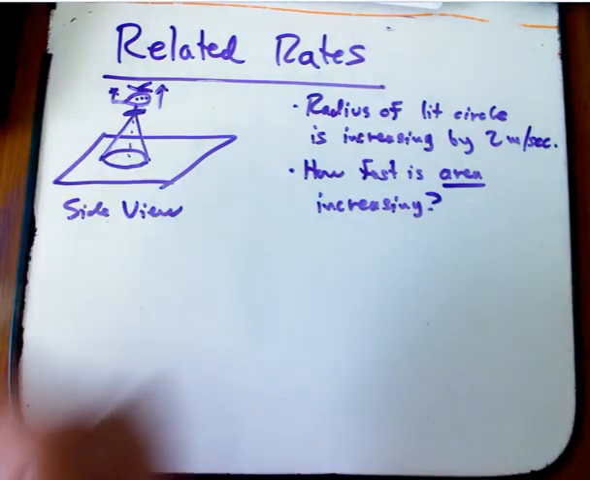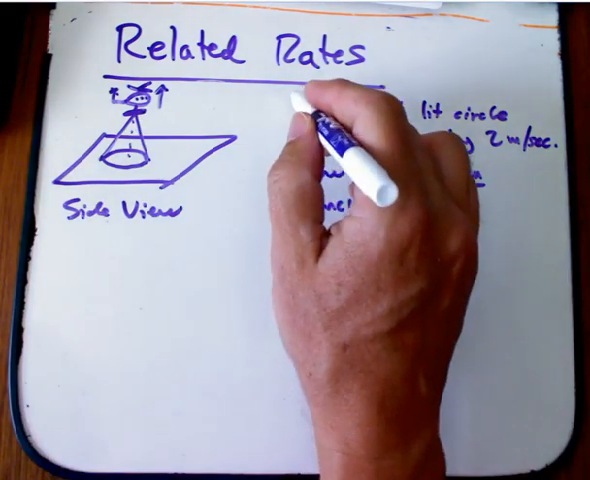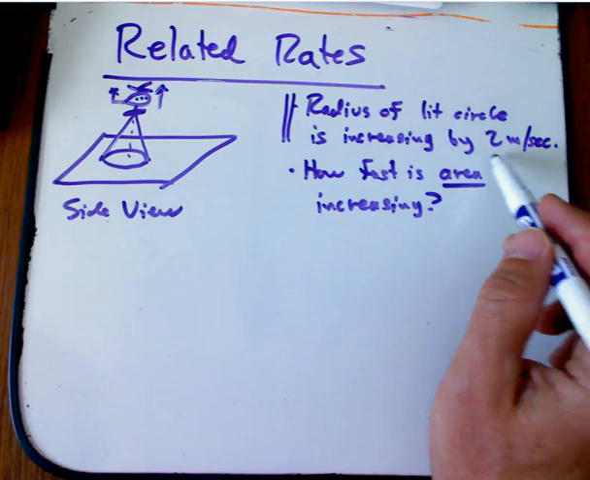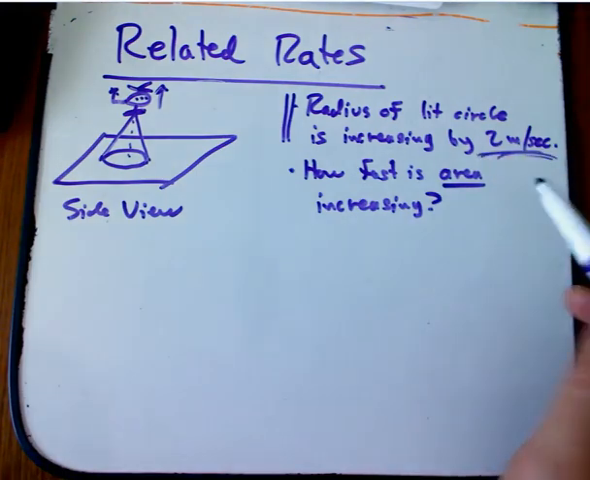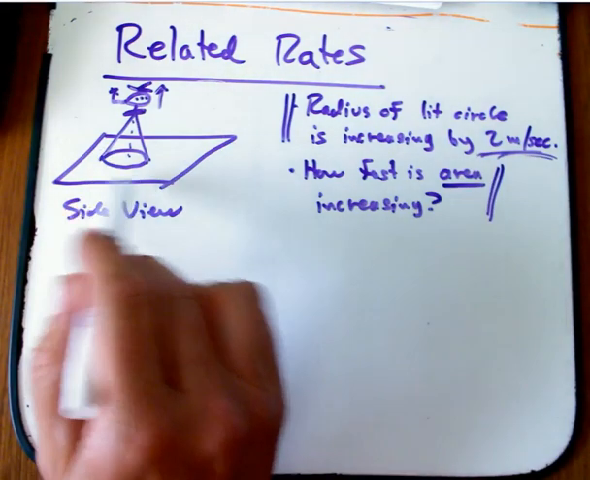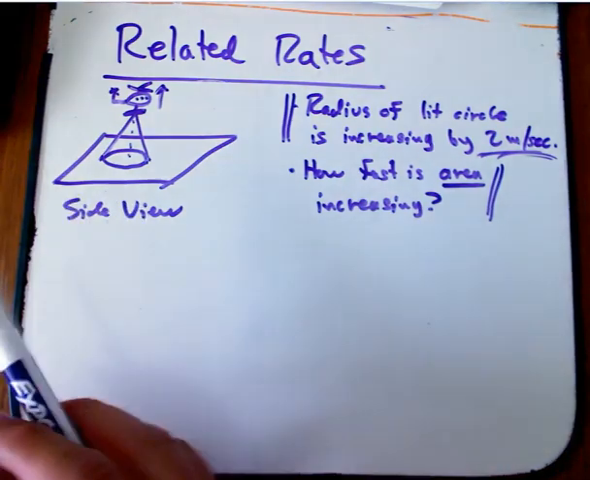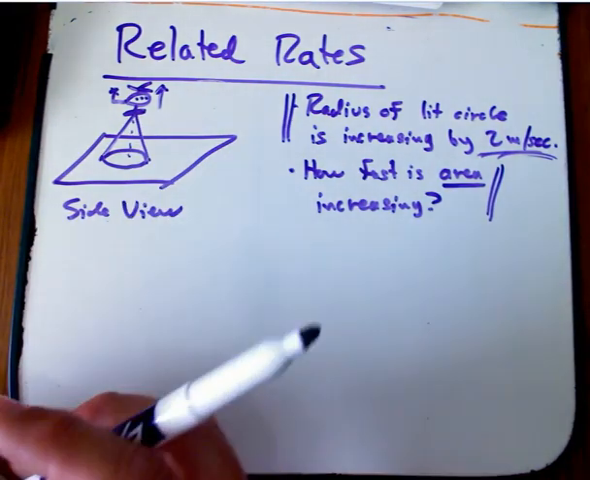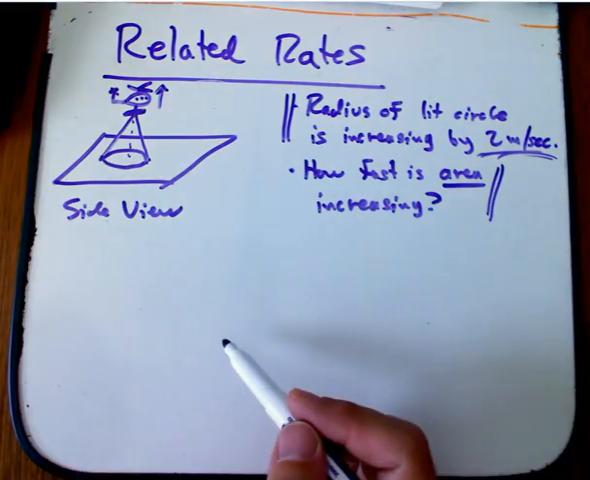So maybe they're doing that, and what we notice is we're looking at that circle and we see that the radius is increasing by 2 meters per second. We'd like to know how fast the area, the lit area, is increasing, to get an idea of just how much coverage there is to find this person we're looking for.